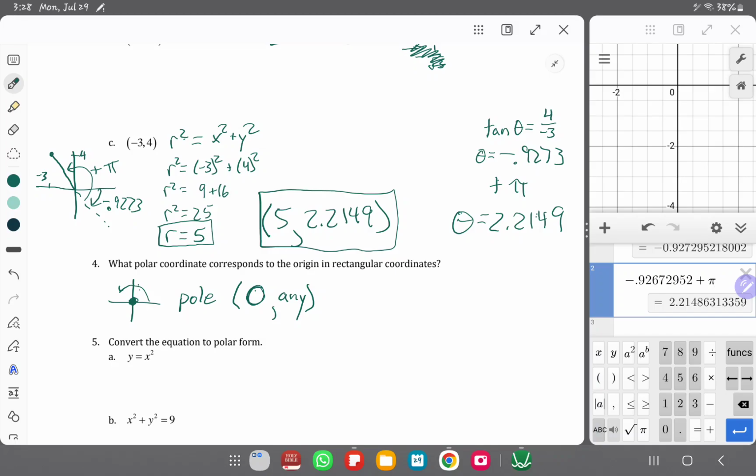Next time we'll take a look at converting equations. These, again, have one direction that's kind of straightforward and one direction that is a little trickier, using the same formulas that we did for converting the coordinates. So we will take a look at that in the next video.